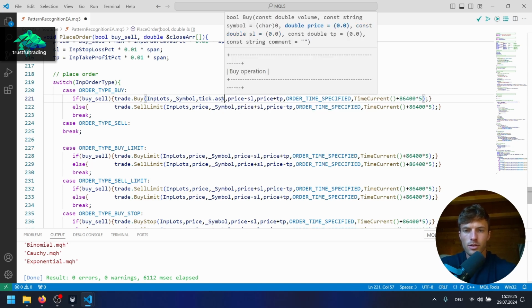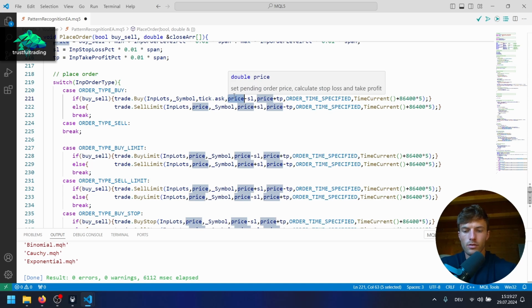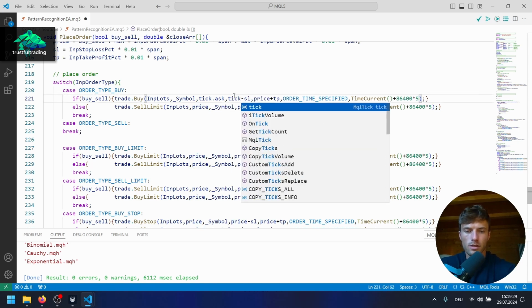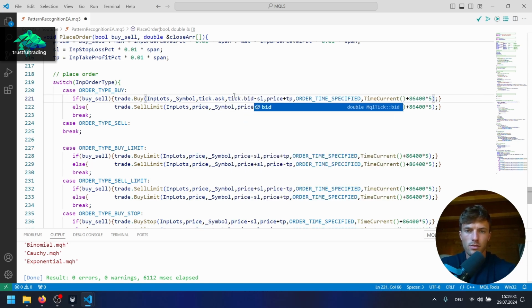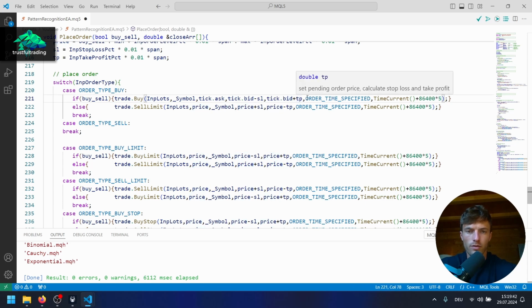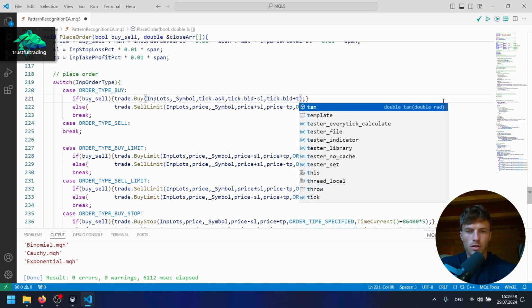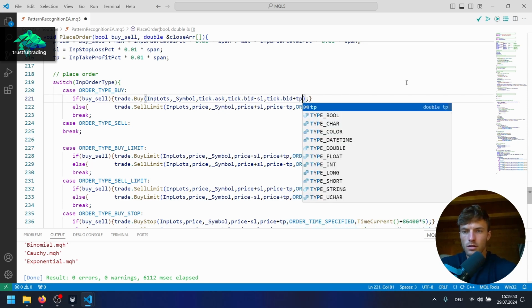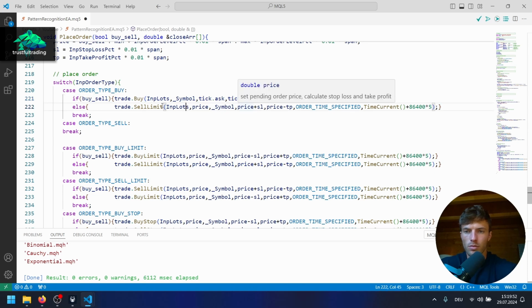Next is the stop loss. Stop loss is now calculated from our tick.bid price, because we close a buy order at the bid price. And yeah, we subtract this, and the same for the take profit. So tick.bid plus take profit. We don't need to specify the order type, time, of course. Like this. This should be it.